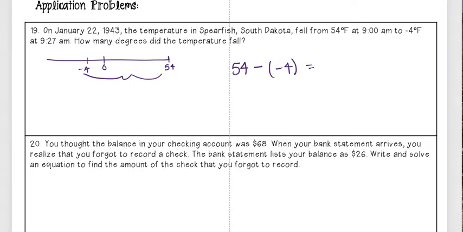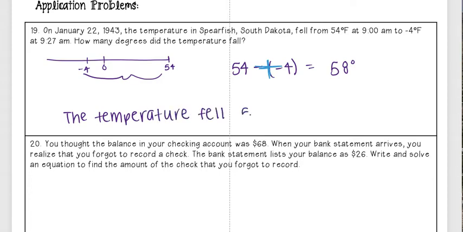Now here we need to be careful. What happens when we subtract a negative? Well, when we subtract a negative, it actually becomes adding a positive. So when you see two negatives together like that, I always like to go straight to making that a big plus sign. So it's really 54 plus 4, which is 58 degrees. So the temperature fell 58 degrees.